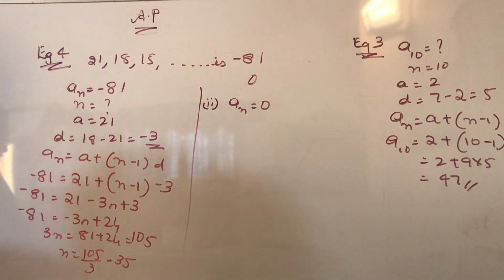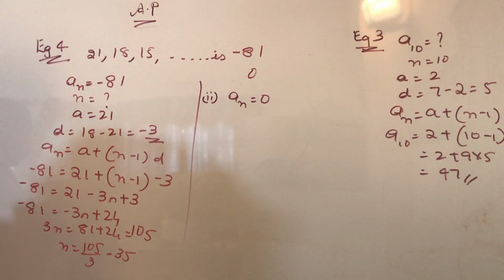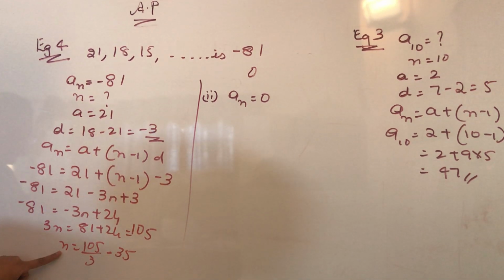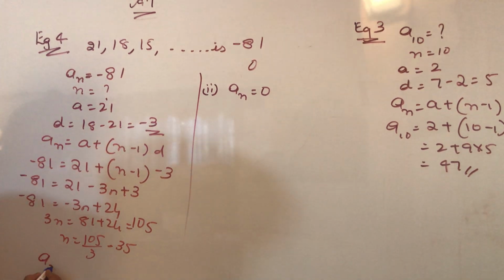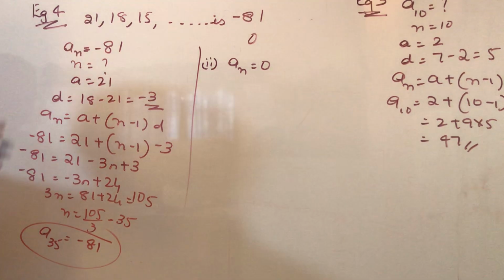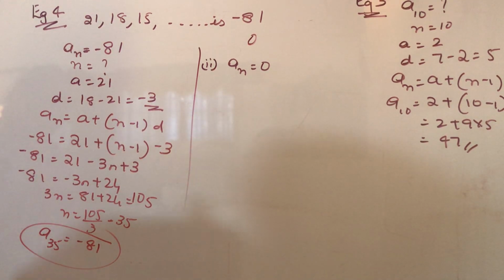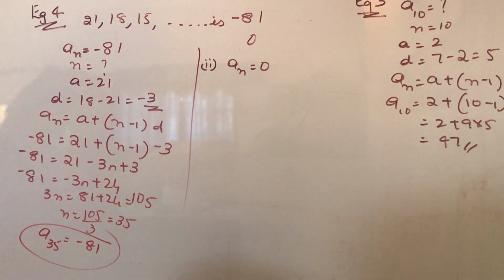Always keep in mind n is the number of terms. It has to be positive only. Negative or decimal is not allowed. So the number of terms we are getting is plus 35. That means the 35th term is minus 81. In the series given, the 35th term will be minus 81. That is the meaning. Now let us see the second part of the question.